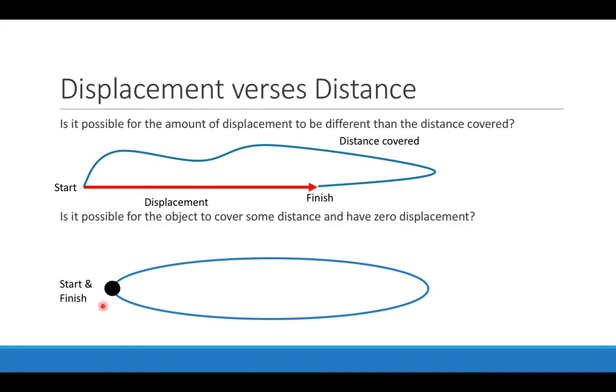A case for that would be if you start and end at the same point. So maybe you're in a race and you go around a track and you end up back where you started. You obviously cover some distance, but your displacement is zero because you ended up exactly back where you started. So there is a difference between distance and displacement, and we have to make sure that we think about that as we're looking at examples and that we don't use them interchangeably.